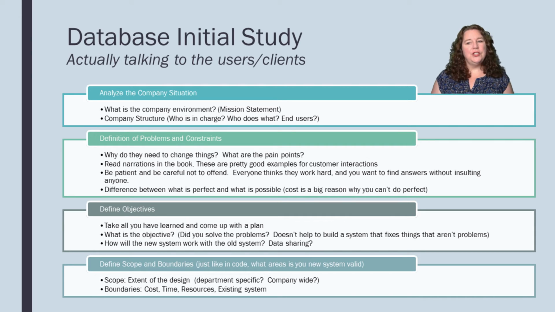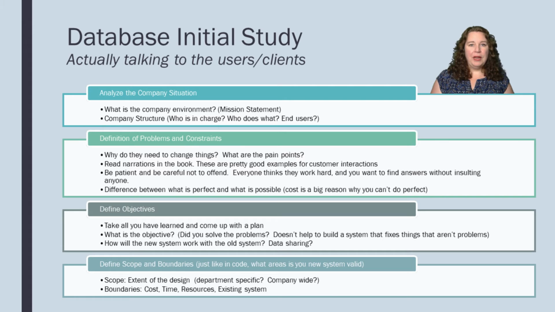The next section is your scope and boundaries. So just like in code, this is where things are valid, things are acceptable. How far into this design do you want to go? If you're working with the HR system at a big company, do you need data from sales? Do you need it to be department specific? Is this going to be implemented across the whole company? What is the scope of this product?